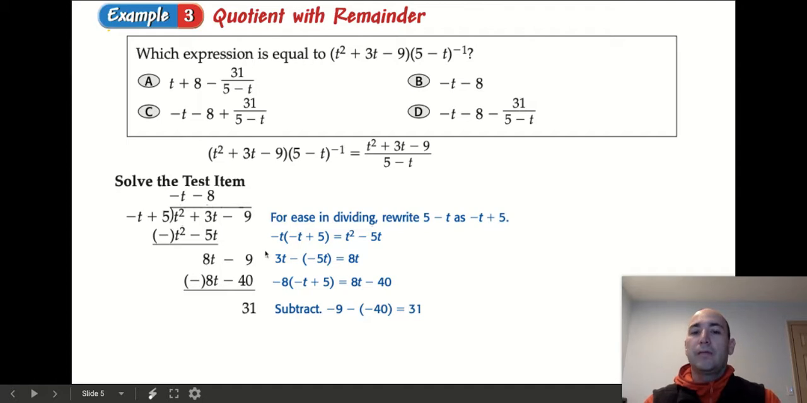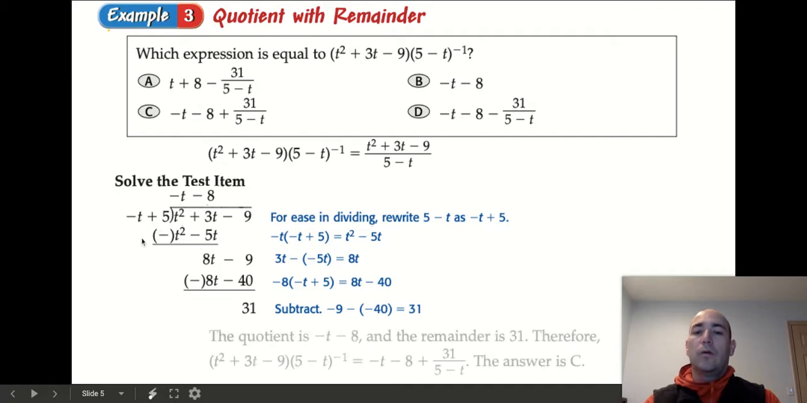And again, there's nothing left to drop down. So this is going to be my remainder here. If you remember, your remainder is just a fraction over whatever you were dividing by. So my answer is going to be negative t minus 8 plus the remainder 31 over 5 minus t, right? Whatever I was dividing by. So in this circumstance, I can see that my answer is in fact C here.